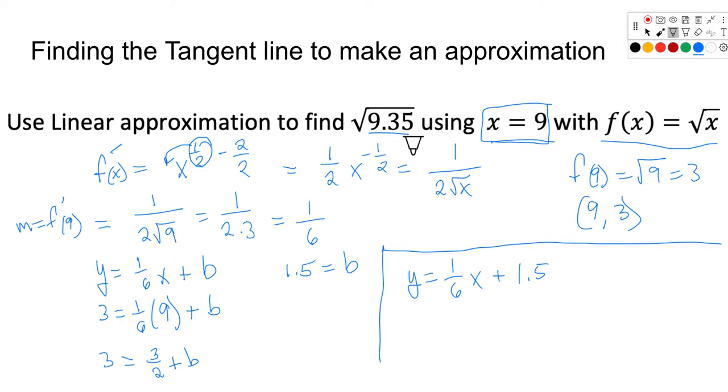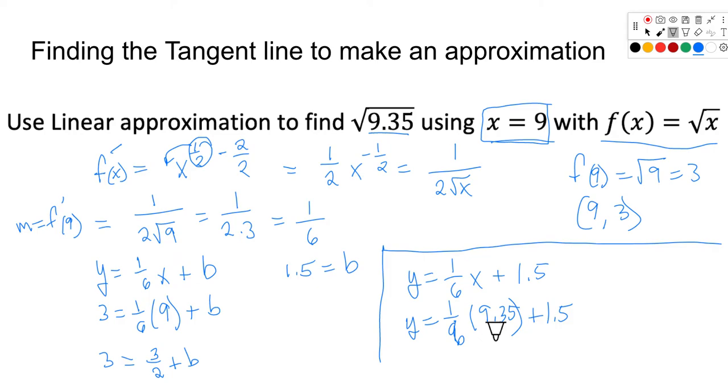Will we get exactly the square root of 9.35? No, because the square root function's curved. The line is a linear function that's straight, so there's going to be a little bit of error, but watch how close we actually end up getting here. So I'm going to plug in y equals 1/6, oops, 1/6, not 1/9, 1/6 times 9.35, and then we're going to add 1.5.